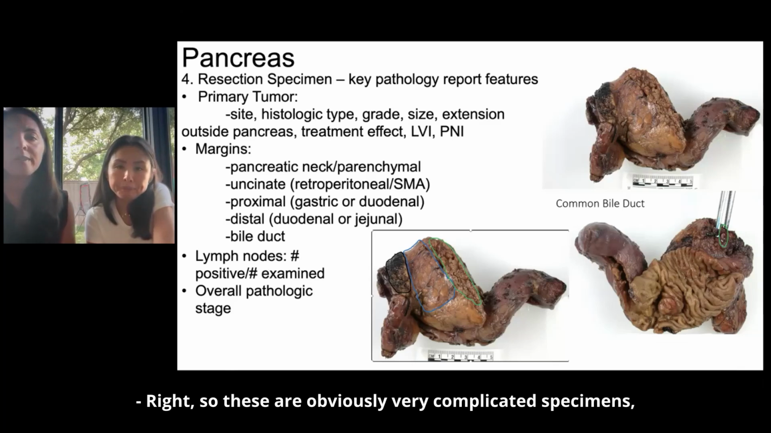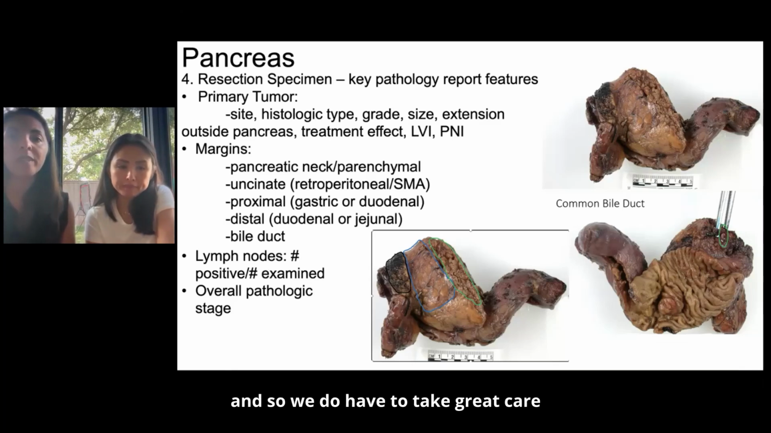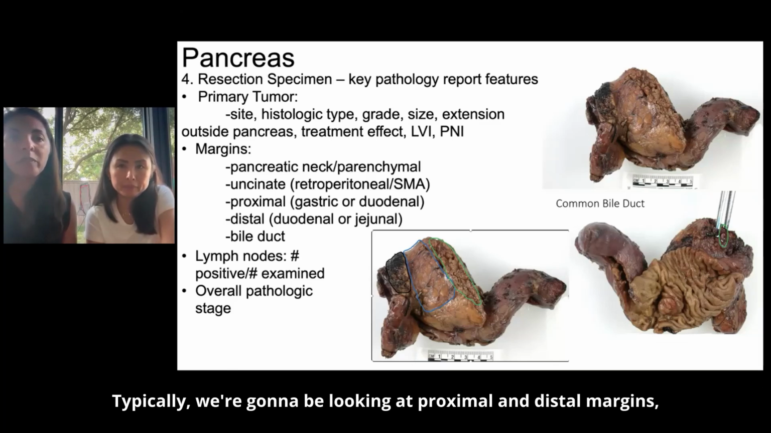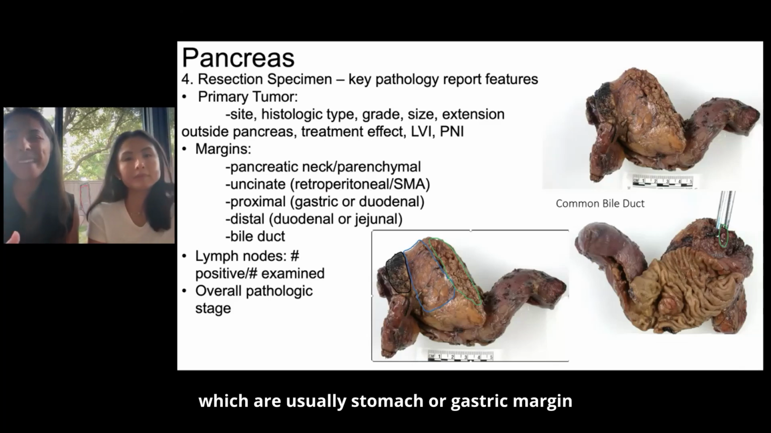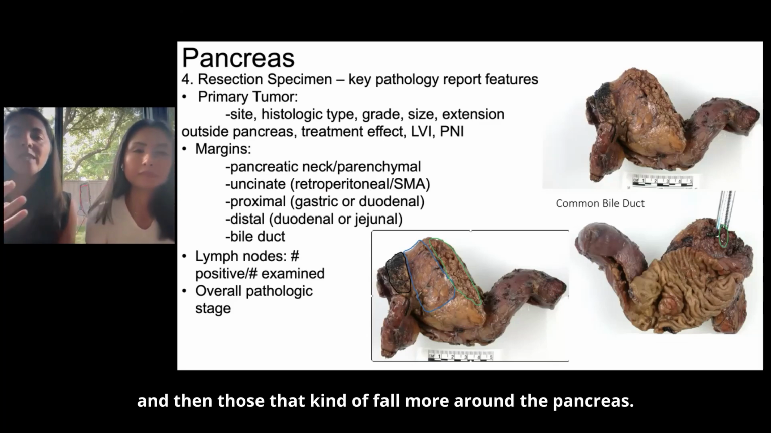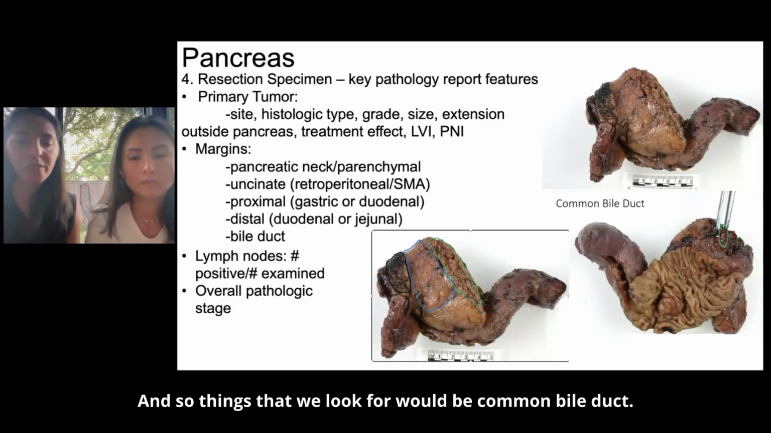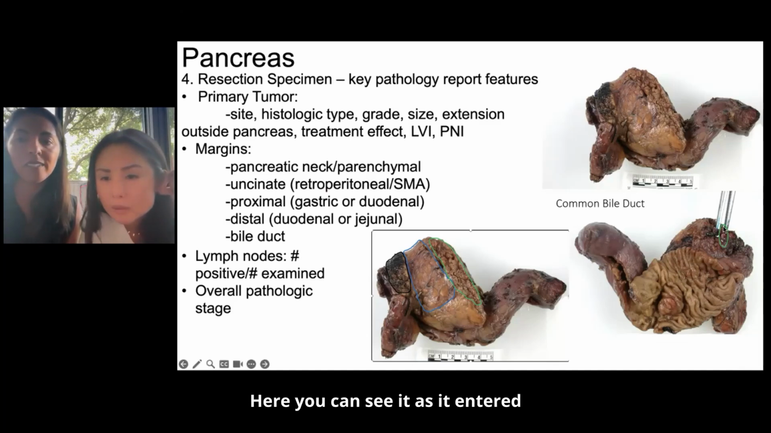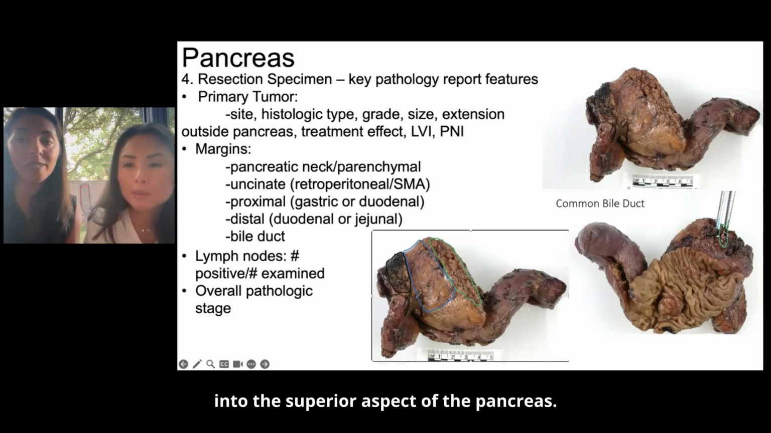Right. So these are obviously very complicated specimens, and so we do have to take great care when we're evaluating the margins. Typically, we're going to be looking at proximal and distal margins, which are usually a stomach or gastric margin and a duodenal margin, and then those that fall more around the pancreas. Things that we look for would be the common bile duct. Here you can see it as it entered the superior aspect of the pancreas.